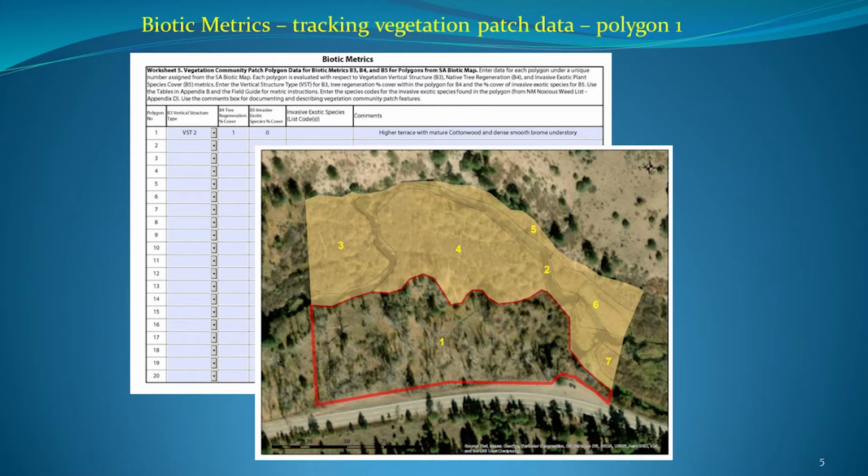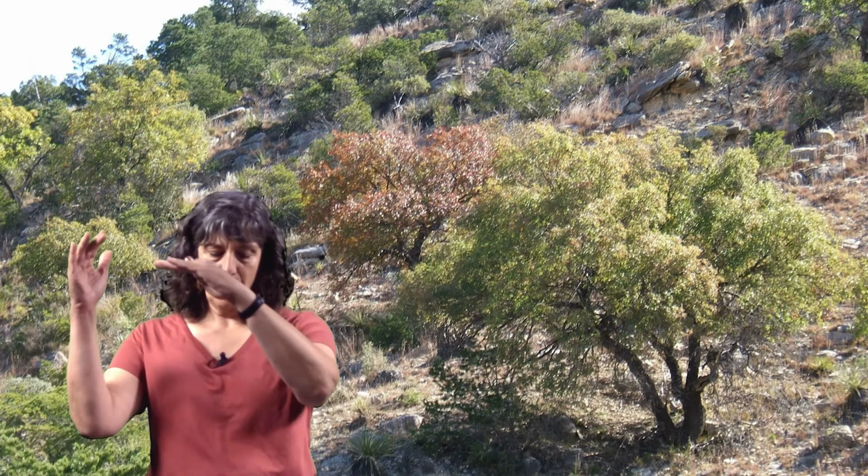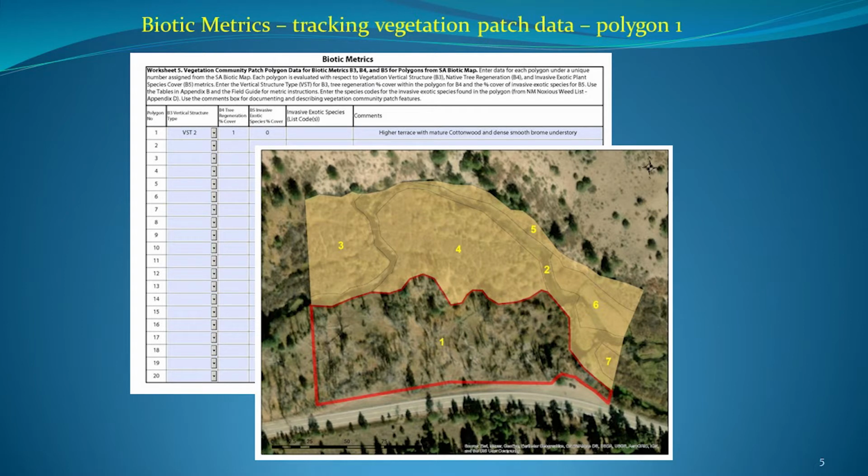In this case, our field person walked off the road, and they are standing in polygon 1. They start to sketch that on the map. A lot of times you won't have the whole boundary figured out until you've walked all the way through the site, but you sketch in the boundaries as you go. The first thing you're standing in, you're going to describe. I'm standing in polygon 1. What is polygon 1? First you go to your worksheet 5, and on worksheet 5, you're going to record all your polygon data.